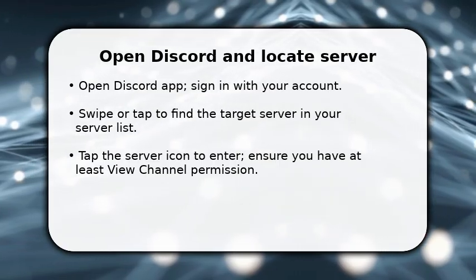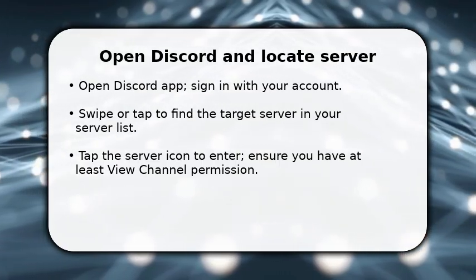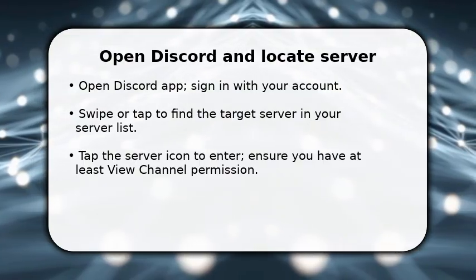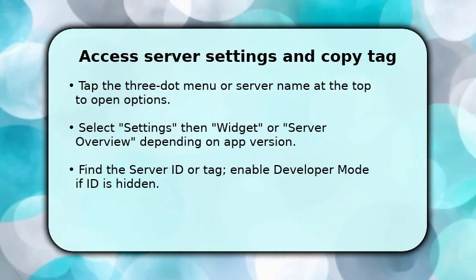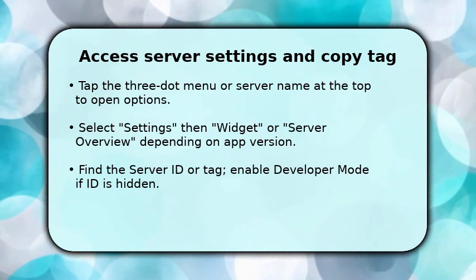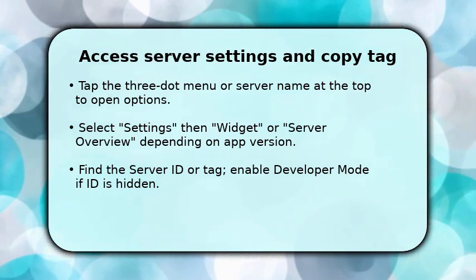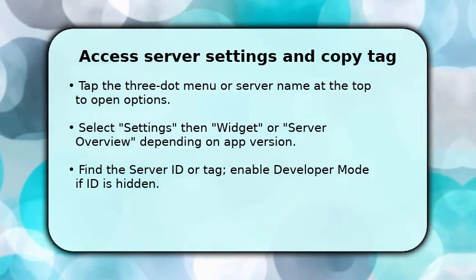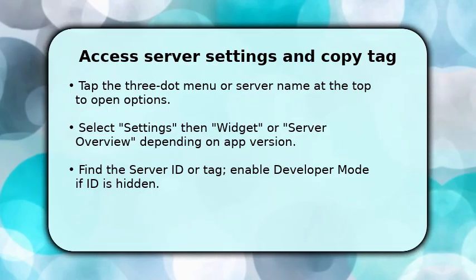Now that you're in the server, stay on the main server page and get ready for the next steps to reveal the server tag. You'll now tap the server name or the three-dot menu at the top to open server options. Choose Settings. Once inside, move to Server Overview or Widget. Location varies by app version.